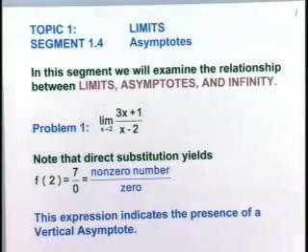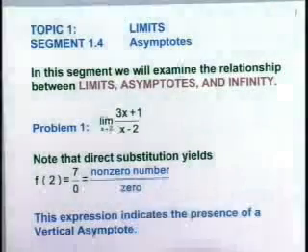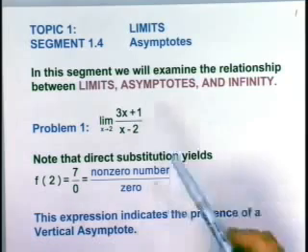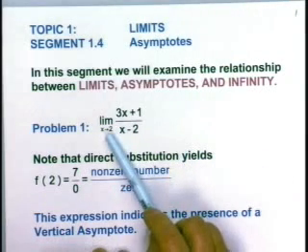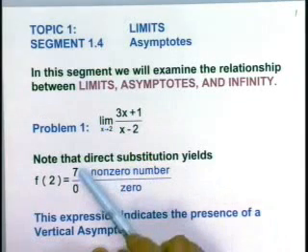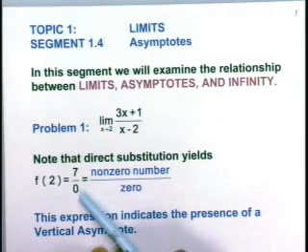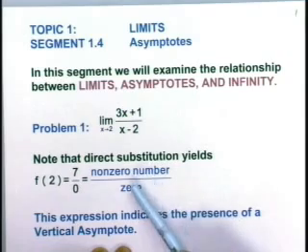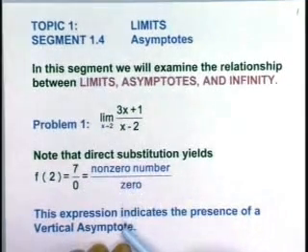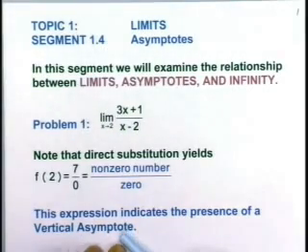In our first problem, we're asked to find the limit as x approaches 2 of (3x + 1) over (x - 2). The first thing I would do is try direct substitution, but notice that direct substitution yields 7 in the numerator and 0 in the denominator, a non-zero number divided by 0. Whenever this happens, this indicates the presence of a vertical asymptote. Let's look at the graph of this function.